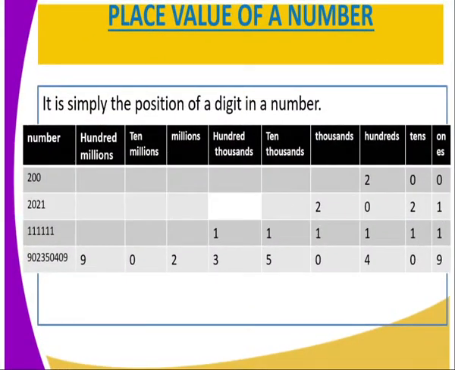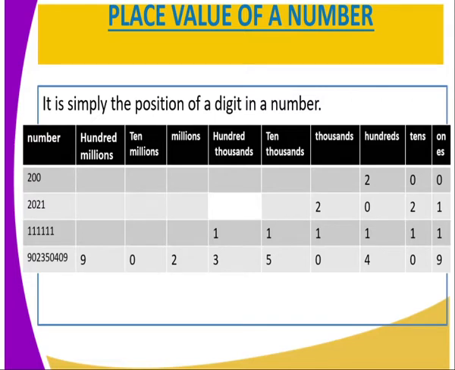We can look at the place value of a number. For example, when you are given a number like 200, then you are being told to get the place values of each digit. Here you draw a table, as you can see from our screen, starting from ones, tens, hundreds, thousands, ten thousands, and so forth up to 100 million. You can even go to billions. So you normally start writing the number from the far right hand. So for the 200, the zero is in ones, tens, hundreds.